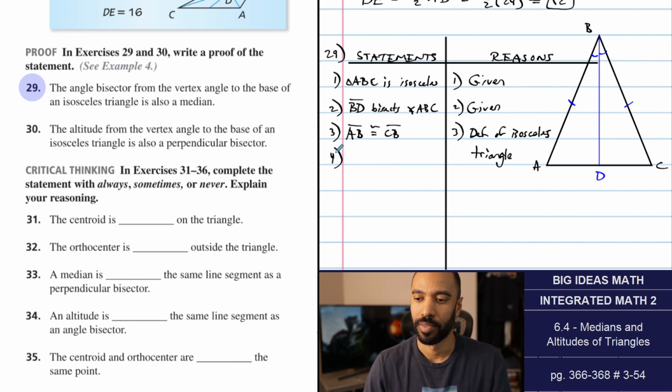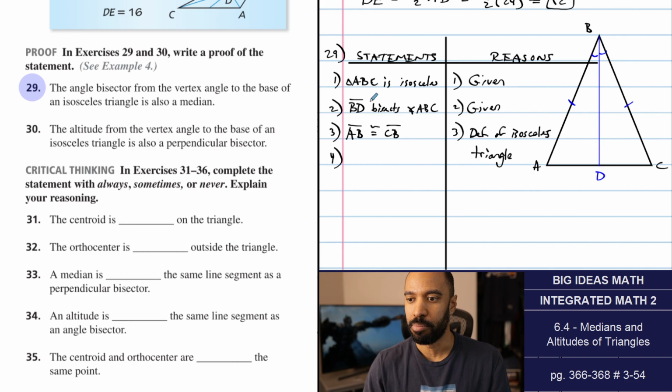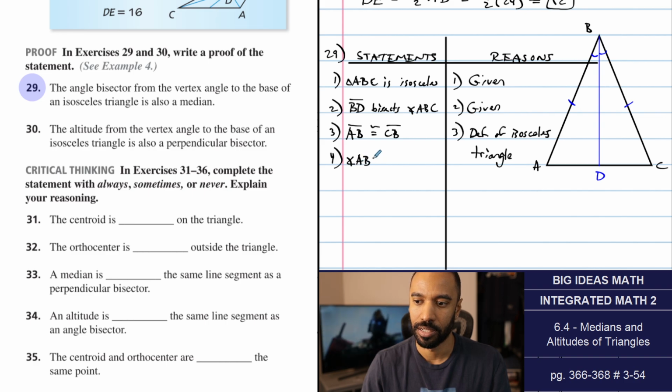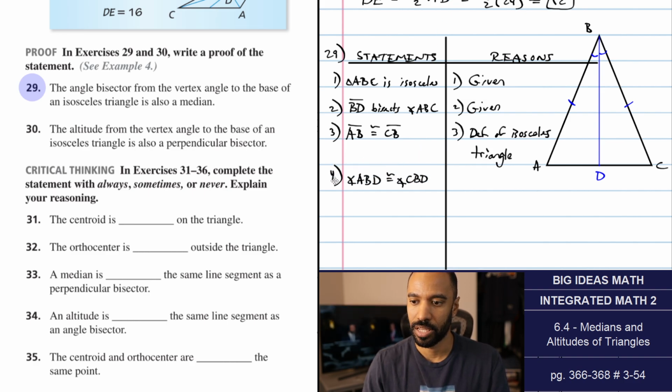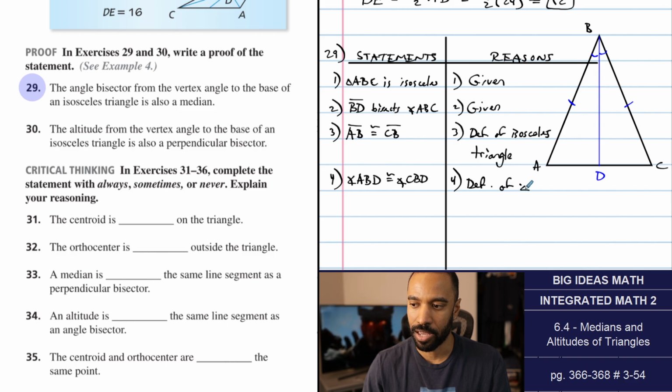Statement 4. Let's go based off of this guy. BD bisects the angle. These two angles are congruent. That's the definition of angle bisector. So angle ABD is congruent to angle CBD. Oh, I need another thing here. Okay, now I think I don't have room the rest of the way. So that's definition of angle bisector.